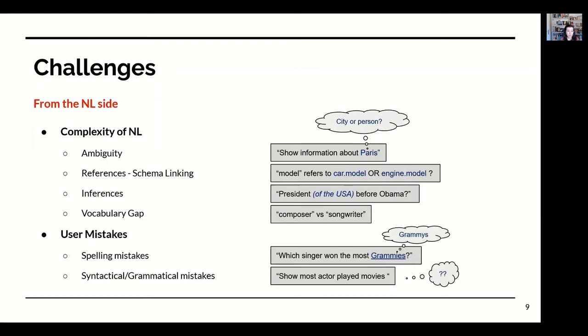And then what about information that is missing but implied in our query? For example, when we say the president before Obama, the system should understand that we're talking about the US presidents. And then, of course, you have user mistakes that add additional complexity on top of everything. When you have, for example, spelling mistakes or syntactical and grammatical mistakes, how does the system figure this out and understand what the user really meant?